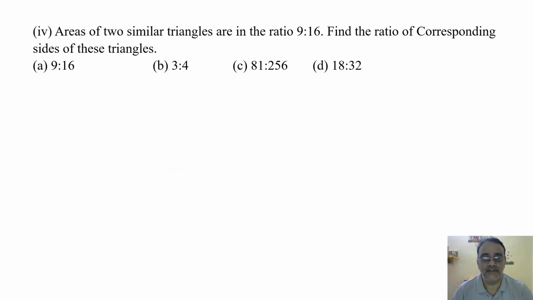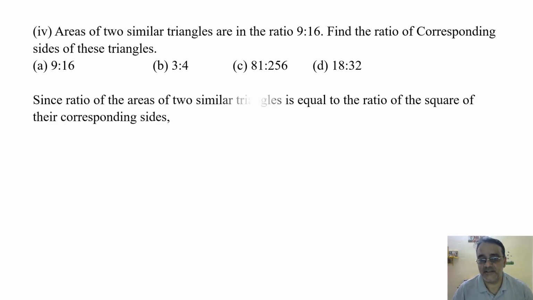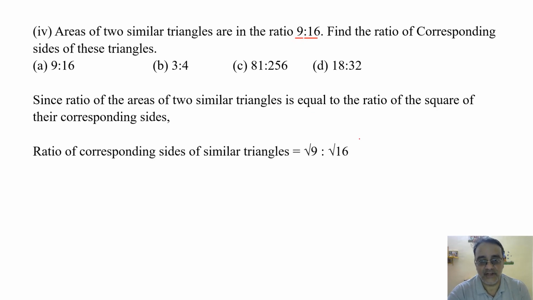Areas of two similar triangles are in the ratio 9:16. Find the ratio of corresponding sides of this triangle. So we know that the ratio of areas of two similar triangles is equal to the ratio of the squares of their corresponding sides. So हम लोग को क्या करना पड़ेगा? We have to take the square root. Okay, 9 और 16 का square root लेना पड़ेगा. The square root of 9 is 3 and the square root of 16 is 4. So the required ratio is 3:4. Right. So now we are moving toward the next question.